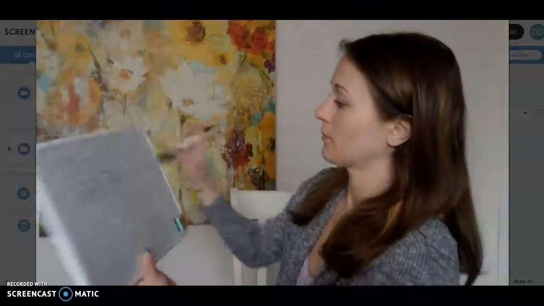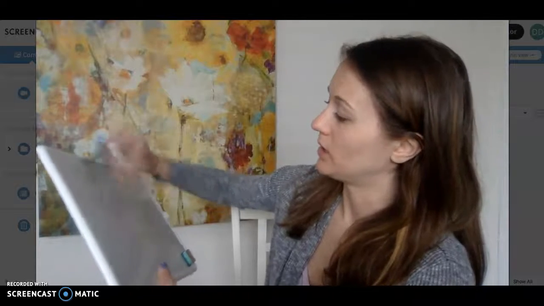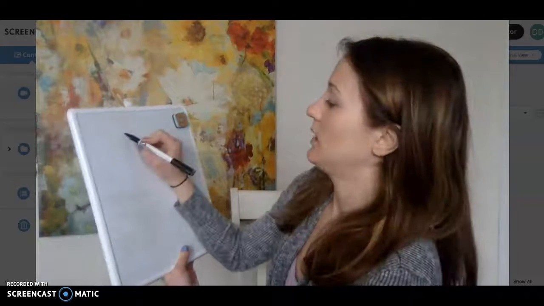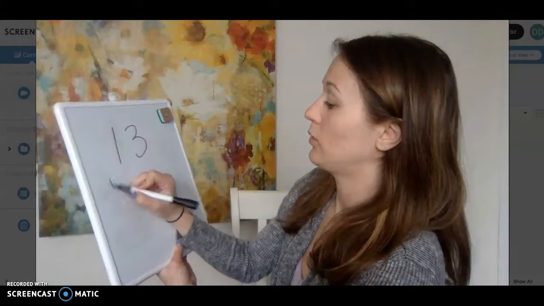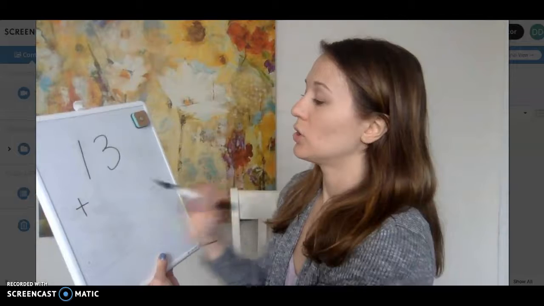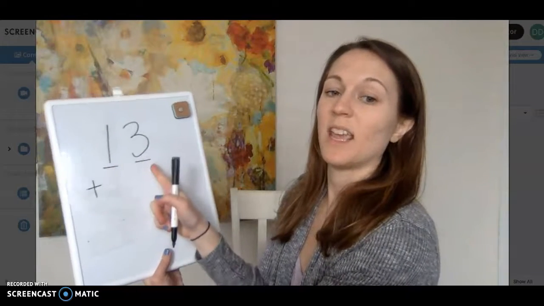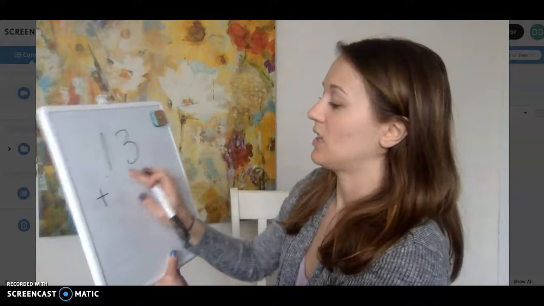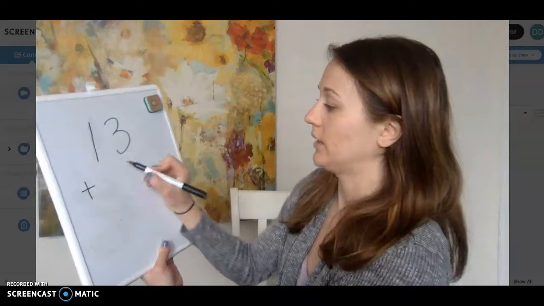A different way we're going to do adding a two-digit number with a one-digit number today is by setting up the problem not side by side, but up and down. So if my first number is 13, and I'm adding 2 to 13, 13 is actually a two-digit number. So I know 13 has a ones place and a tens place. If I say 2, it only has a ones place. So I need to line up 2 right under 3.